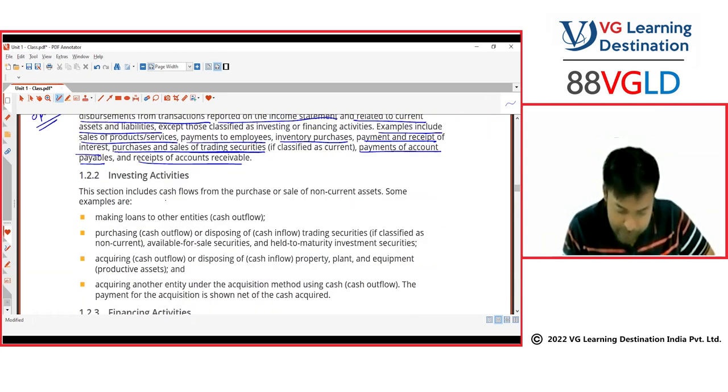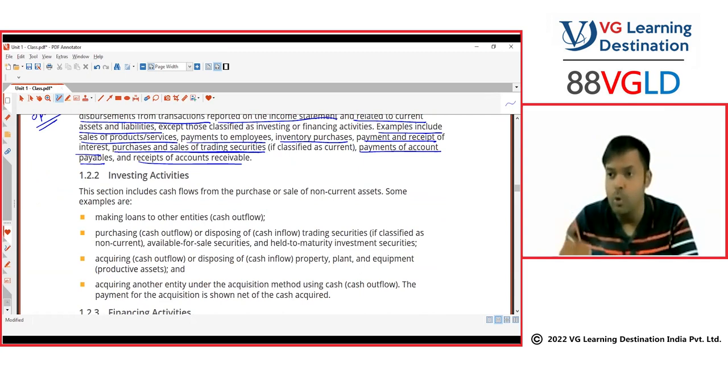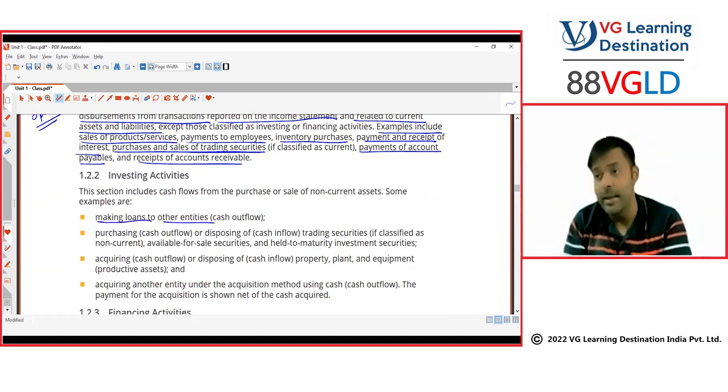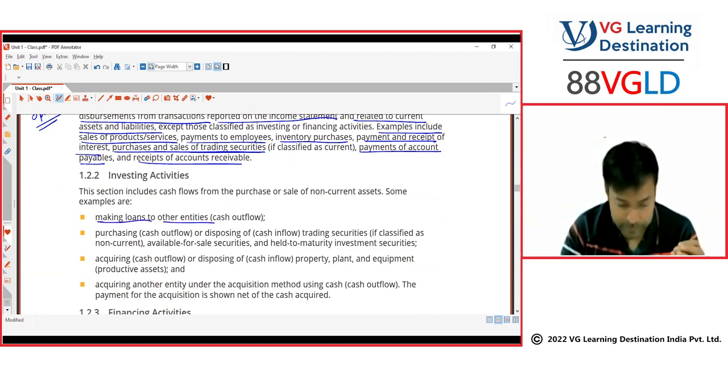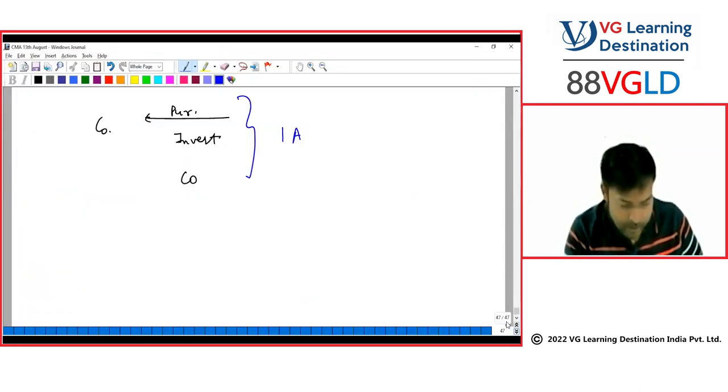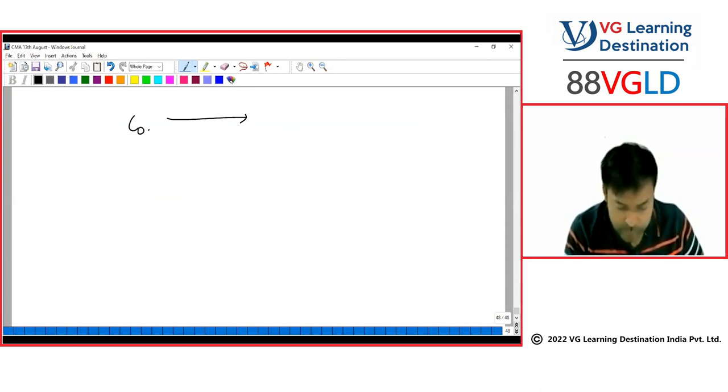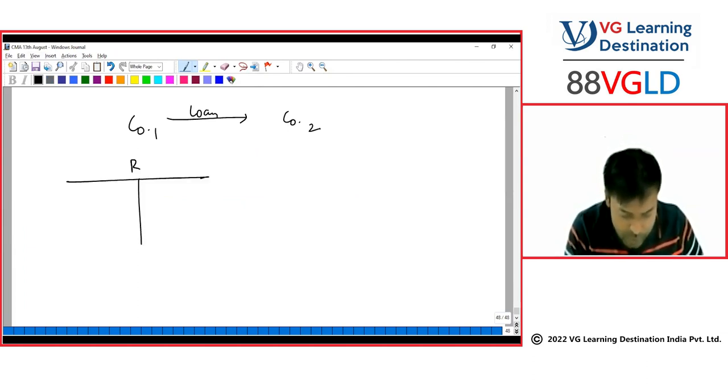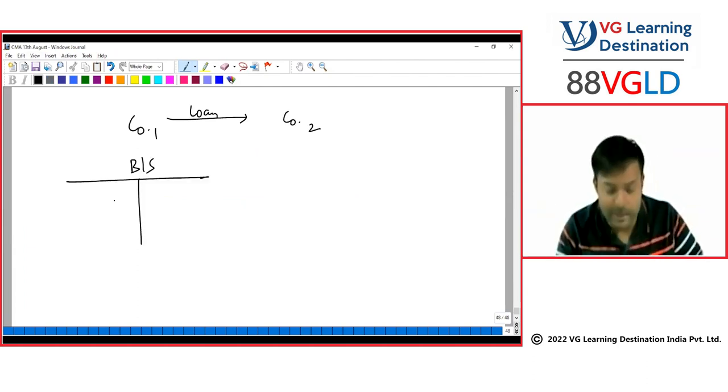Investing activity, everyone. Making loans to other entities, that means you are giving the loan to anyone. Very interesting point in that case. You are giving the loan, everyone. That means the company is giving the loan to another company. Company one is giving the loan to company two. If I'm making the balance sheet of company one, where will this loan of $10,000 come?